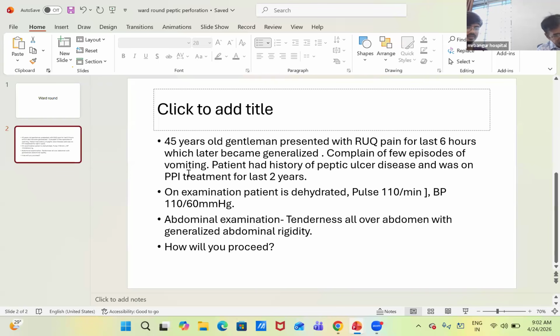And if you're doing a modified Graham's patch repair, you can take a bite and then tie the corner first. If you tie the corner first, the center comes closer, and then tie the central one last. Don't tie the central one first though. That is a standard description also.